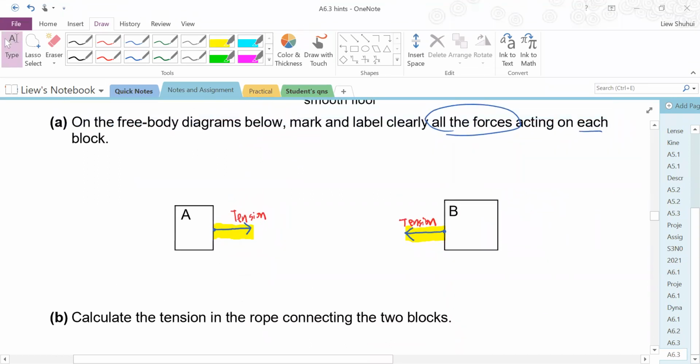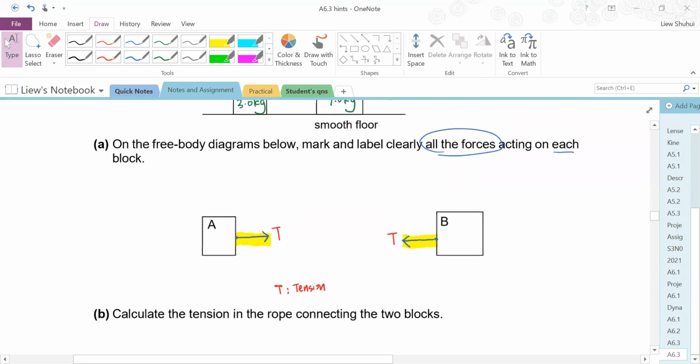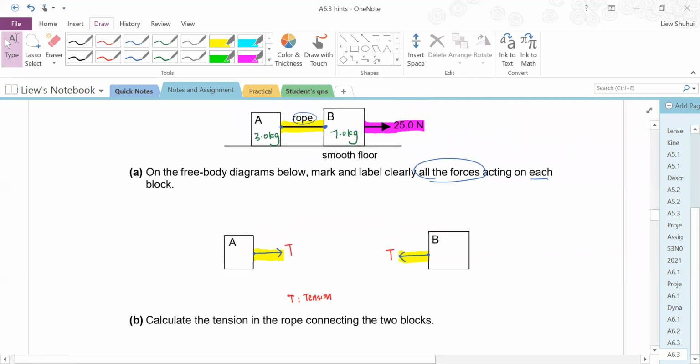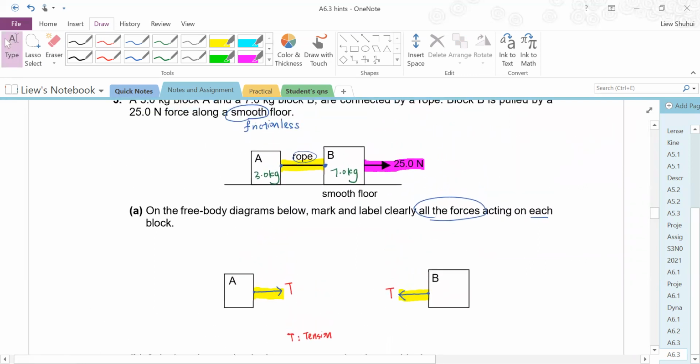Now, if you don't want to clutter up your free body diagram, what you may do is to have a legend, and just state that T represents tension. So this is then T and this is then T. All the other forces, I'll leave it to you to draw them.